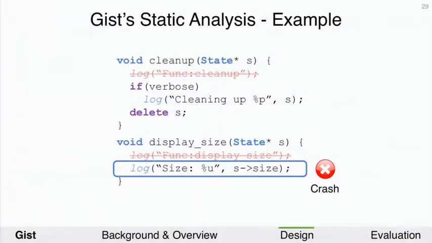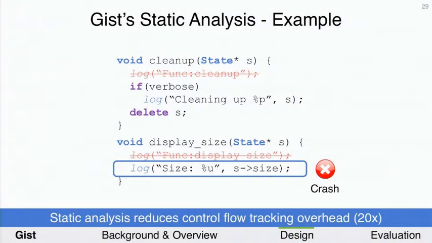All right, so in this first step, gist just computes the static backward slice starting from the failure point. And in our example, it will remove the function calls upon entry to the functions cleanup and display size. This is because the failing operation, namely the loading of the size field of S, is not influenced by these statements. Now, the key takeaway from the static analysis of gist is that it helps the following dynamic analysis monitor fewer events than it would otherwise require monitoring. In particular, it reduces the cost of control flow tracking by a factor of 20 when it's combined with an adaptive technique that I will talk about in a minute.